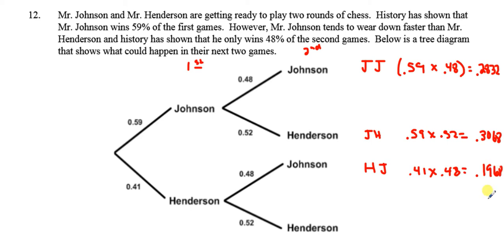It's kind of a good way to see if you did it right. And then the last one, Henderson. I'm going to move myself over just a little bit to the left here since I'm running out of room. That comes out to 0.41 times 0.52, which equals 0.2132. I think that's what it is. I wrote it kind of sloppy on my sheet. But if you add these 4 numbers up, it should add up to 1. It should add up to 100%.